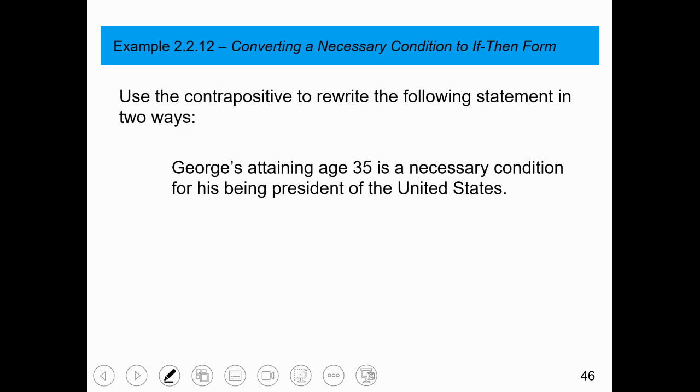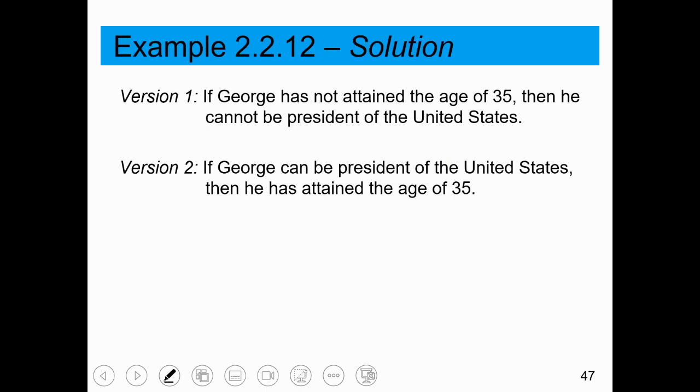Use the contrapositive to rewrite the following statement in two ways. George's attaining age 35 is a necessary condition for his being president of the United States. This means there's no other way. If George does not attain the age of 35, there is no way for him to be president of the United States. There's two ways we can say this. If George has not attained the age of 35, then he cannot be president. And if George can be president of the United States, then he has attained the age of 35.